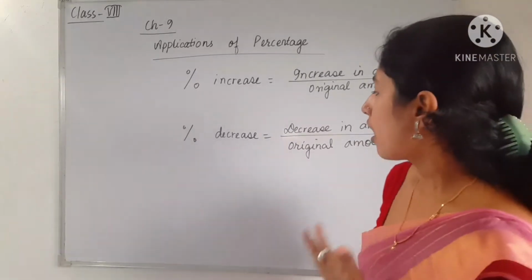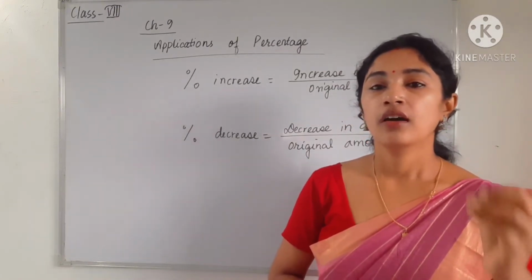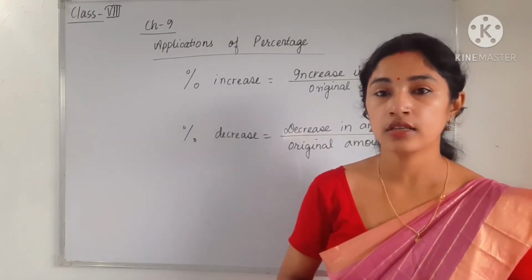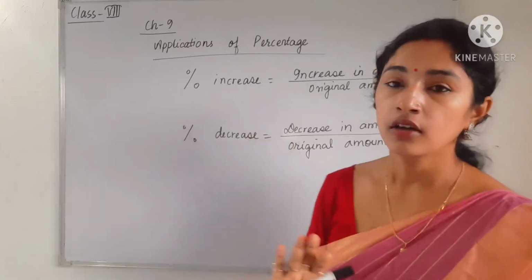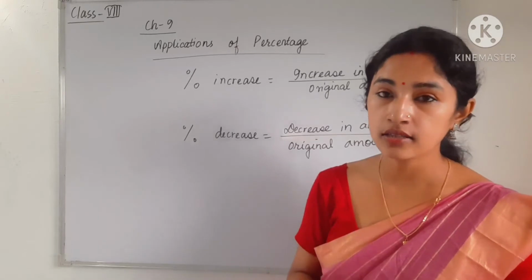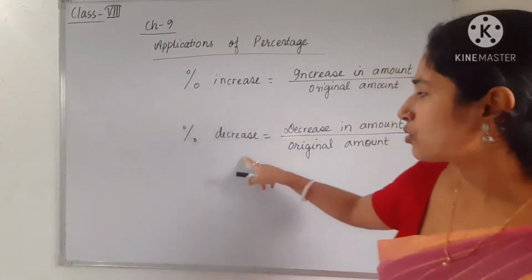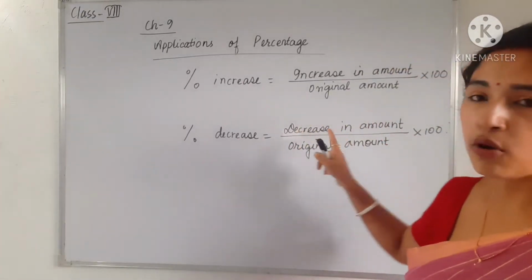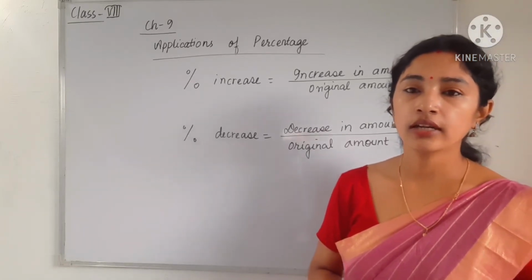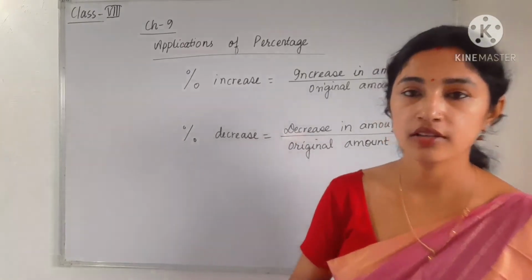Similarly, decrease, how to find the decrease? We have to check in the question whether the amount is decreasing or increasing. If it increases, then we have to apply the first formula, and if the given data is decreasing, then we have to apply the second formula. Okay, in that case also we have to write the decrease in amount in numerator, and denominator we have to write the original amount. Okay, so let us start the first exercise now using these formulas.